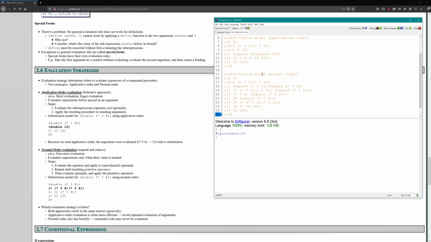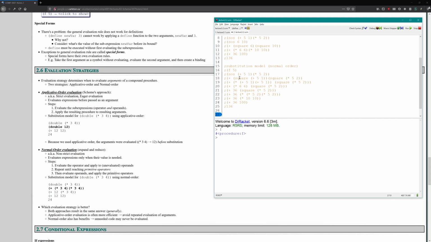So, with normal order, when we have a compound operator or a compound procedure as the operator in a combination, what we do is we apply it directly onto its arguments without having to evaluate them first. So SOS takes in plus 5, 1 without that becoming a 6 first, and then inside the body it's plus 5, 1 still.